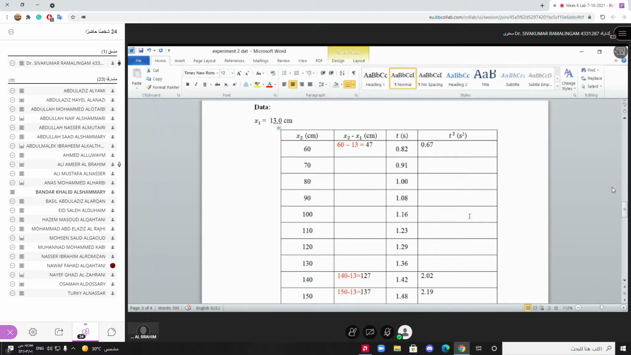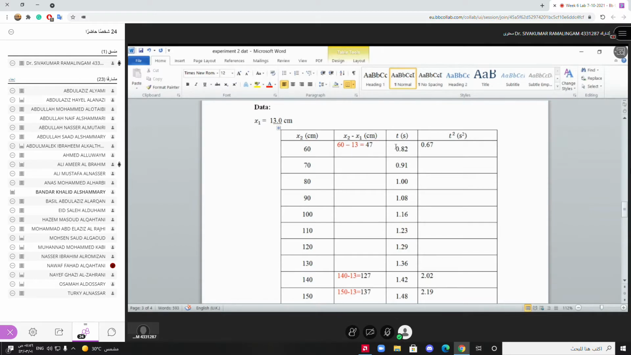x1 is 13 centimeter. First I'm going to calculate this column. This column is x2 minus x1. For the first row, x2 is 60 minus x1 is 13. The answer is 47. For the second row, x2 is different, but x1 is the same for the entire experiment. 70 minus 13 is 57. Continue this until the end of the schedule. Right? Any doubt in this, Shubha?